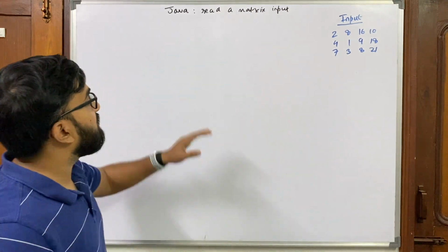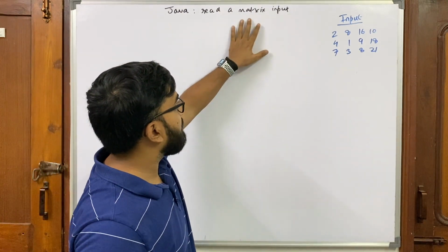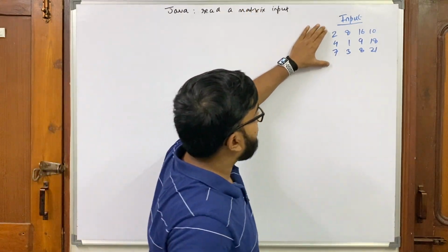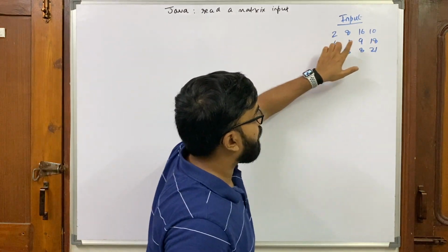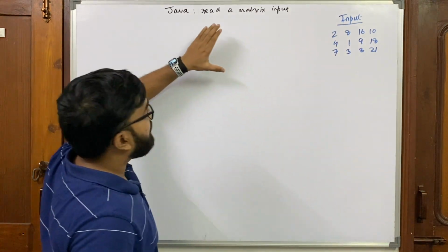So in this video, we solve the problem to read a matrix input into a Java program. So this is the input we are given, okay? So we are given 3 rows and each row has 4 values, so 4 columns. And we have to read this input in a Java program.